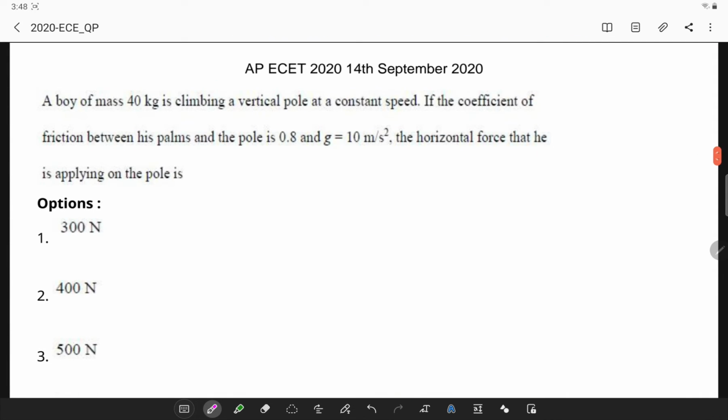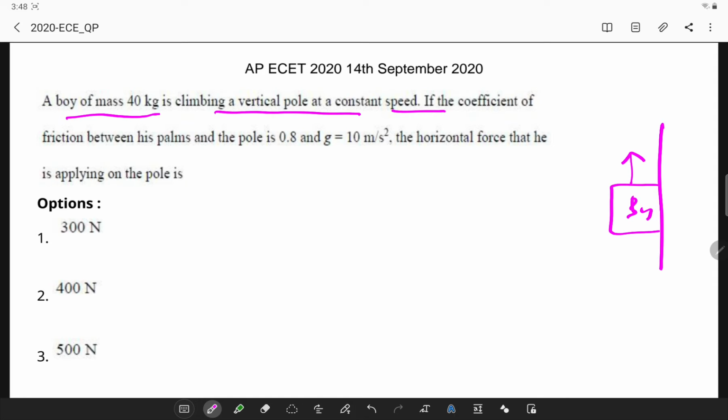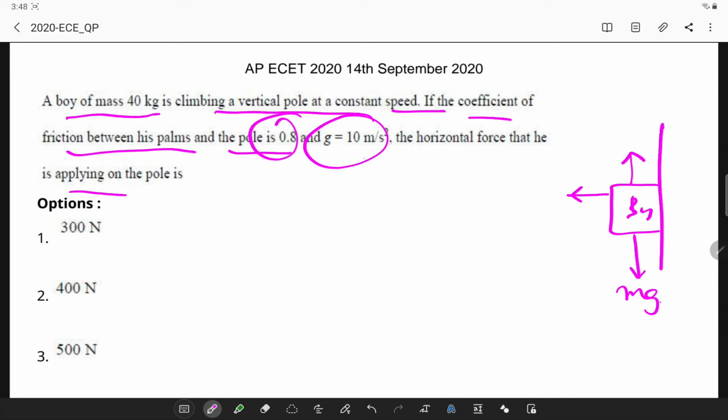Next, a boy of mass 40 kg is climbing a vertical pole at a constant speed. So imagine a boy, he is climbing up, and his mass times acceleration due to gravity will be pulling him down. If the coefficient of friction between his palms and the pole is 0.8 and g is 10, what is the horizontal force that he is applying on the pole?